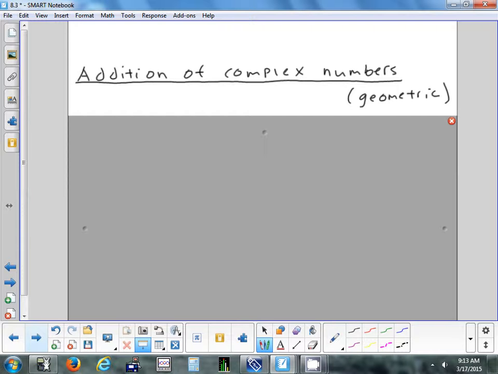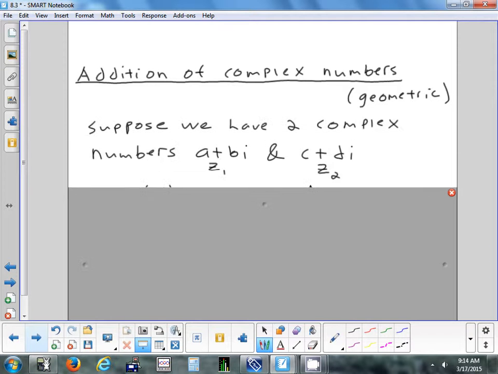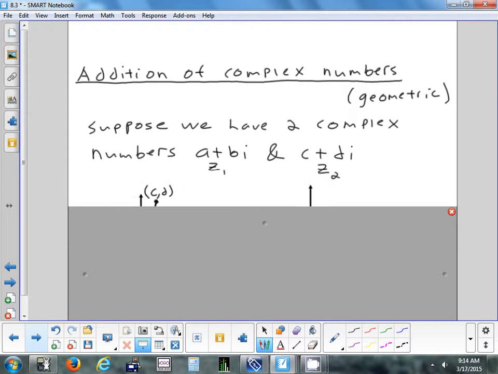All right, so we've talked about how to add complex numbers by combining like terms. Basically, you combine real parts with real parts and imaginary with imaginary. Well, we're going to look at the same thing geometrically. Okay, we're going to use the same idea. So suppose we have two complex numbers, call them z1 and z2. z1 is a plus bi, and z2 is c plus di.